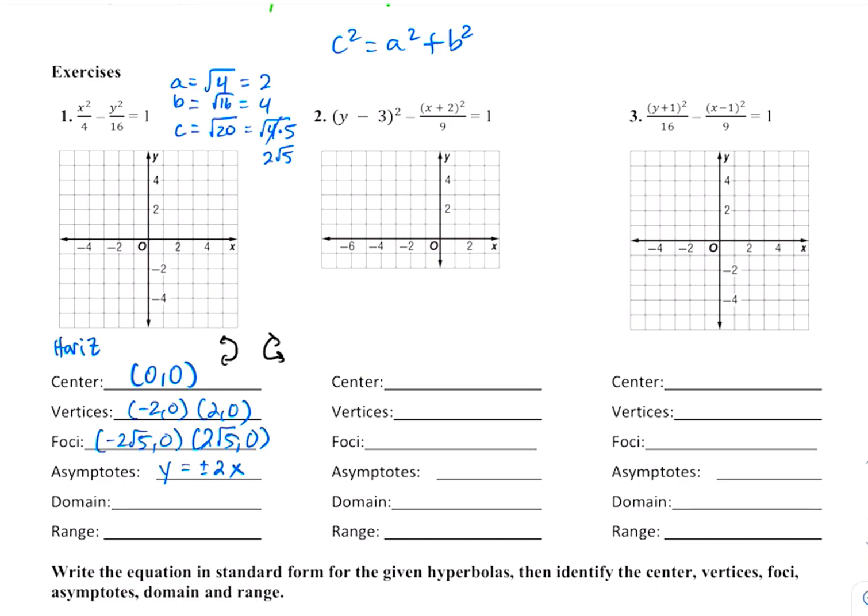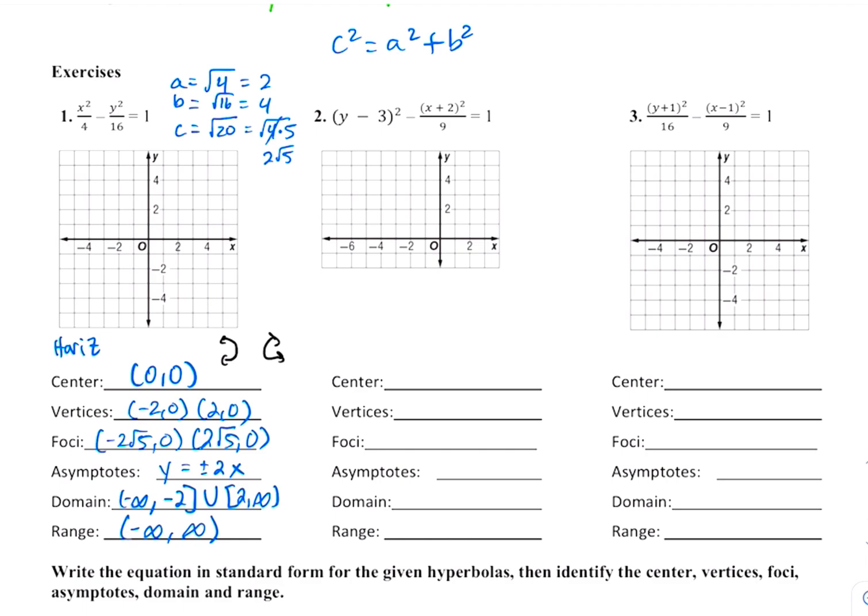And then my domain is going to be in two parts, since it's opening to the left and to the right. So this will be from negative infinity to negative 2, and I'm getting this negative 2 from the vertex, or from 2 to positive infinity. And that means that my range is going to be all reals.